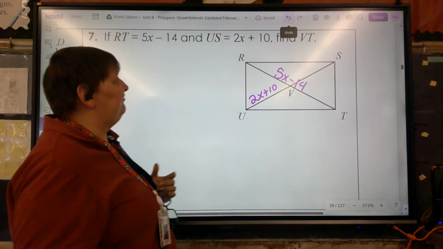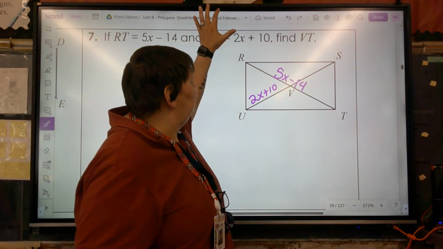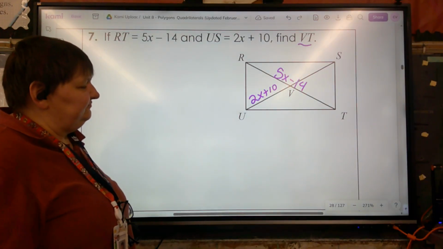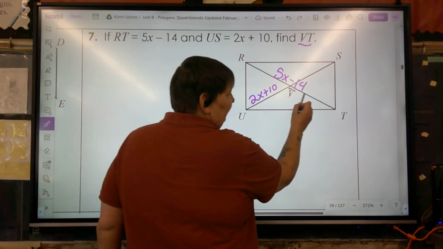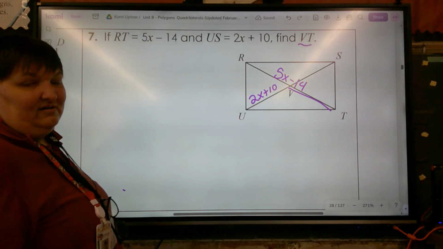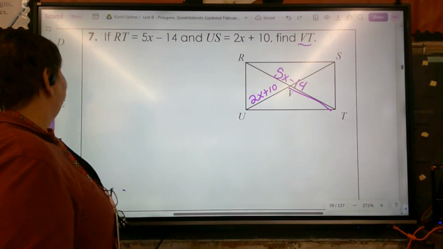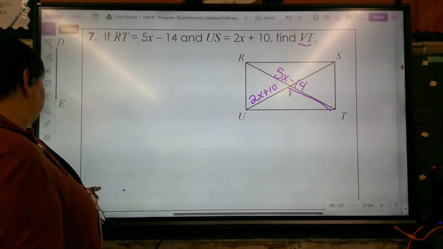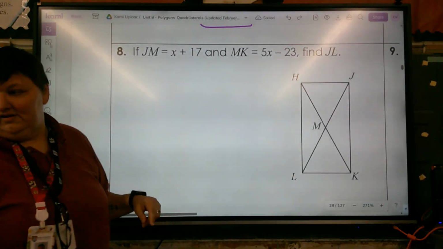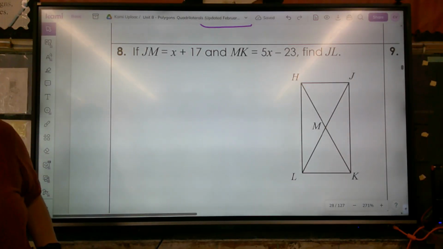Now you just have to solve for x. And once you have x, you need to go back and find VT, which, remember, is only half. It's only half of the line. All right, back. Let's do number 8. And you do number 9.